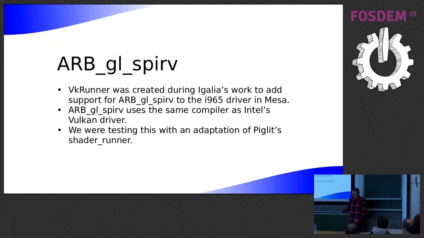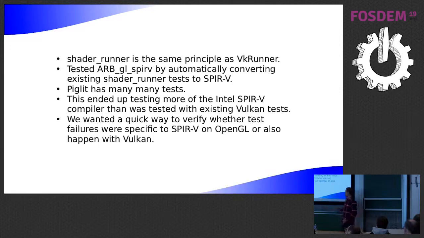When we ran into a problem on OpenGL SPIR-V, we often weren't sure whether that was a problem we'd introduced in the SPIR-V extension or whether it was just an existing problem with the SPIR-V compiler. So we really wanted a quick way to run the shader tests that we had from ShaderRunner with the Vulkan API as well. So VkRunner was a way to have a utility that works as close as possible to the ShaderRunner script format, but obviously just runs on Vulkan.